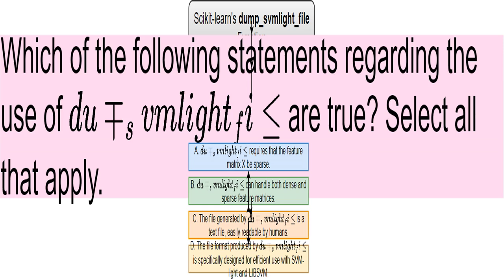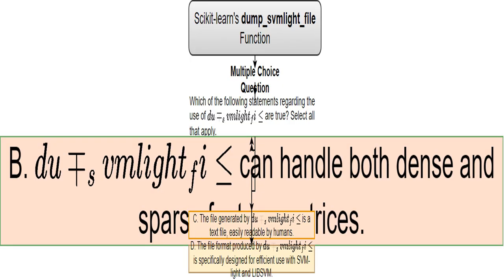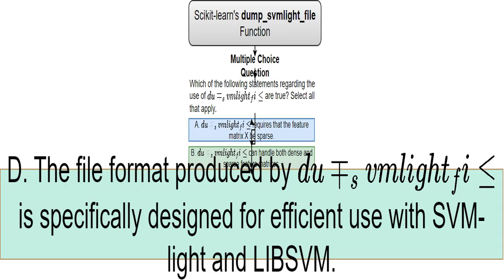It's pretty versatile. This is absolutely correct. That's what makes it so useful. It's not limited to one type of data. While it's a text file, it's not really designed for easy human reading. The format is specific and structured, for machine processing, not for people to look at directly. It's incorrect. That's correct. The whole point of this function is to make files that those specific SVM tools, SVMlight and libsvm, can handle quickly and efficiently.